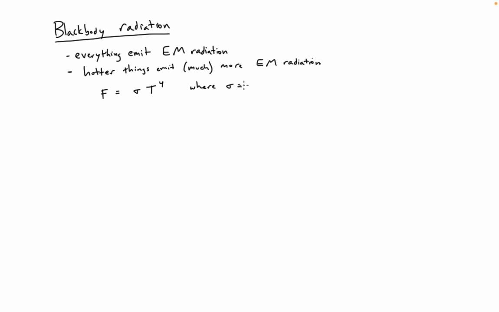So sigma is called the Stefan Boltzmann. Actually, I think it's called the Boltzmann constant, but don't quote me on that. This relationship is called the Stefan Boltzmann law. Sigma is 5.67 times 10 to the -8, and units there are watts per meter squared per Kelvin to the 4th.